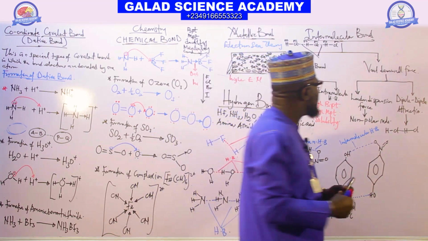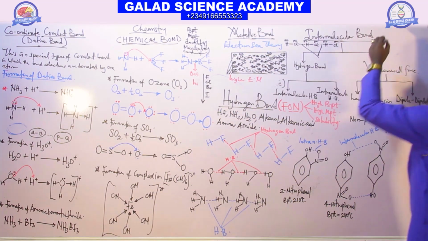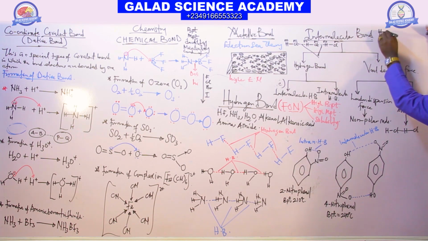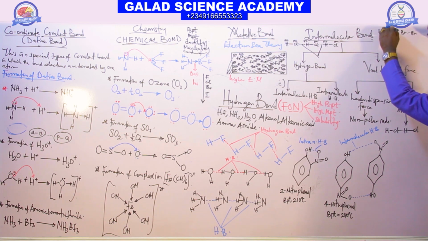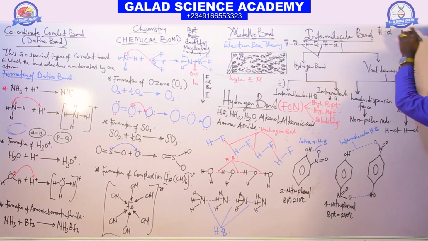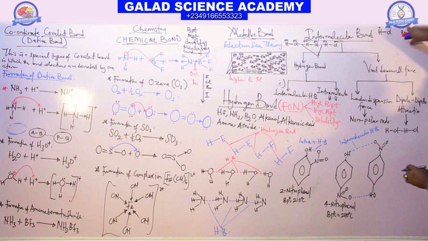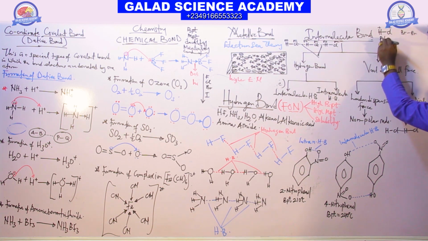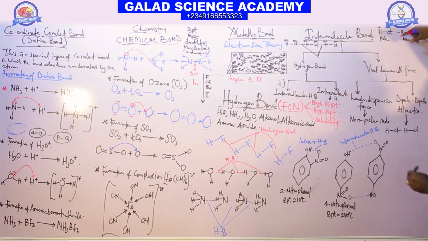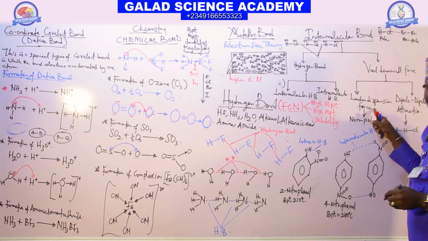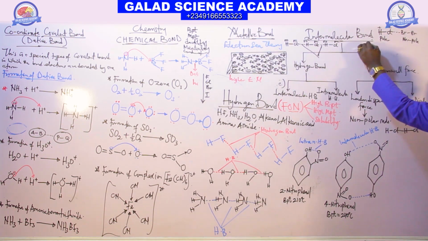But what kind of bond joins an HCl molecule together with a bromine molecule? Look at this. This one is negative, positive. Here, they are not polar. So this one is polar, and this one is non-polar. So the bond that joins them together here, you call it London dispersion force.